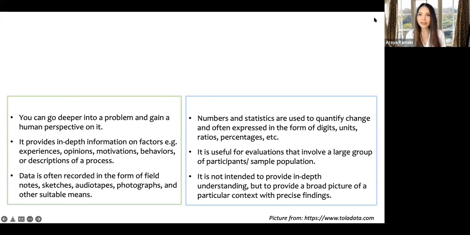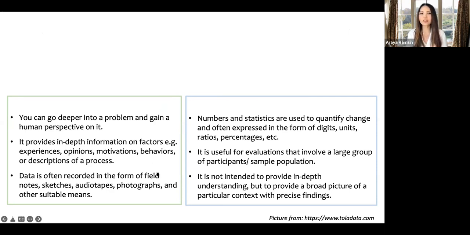Before I explain the two types of research, can you take a look at the information in these two boxes, and can you tell me which one is quantitative and which one is qualitative? I have information in the green box and information in the blue box. You can actually turn on your microphone and speak with me. Let's look at the first box together.